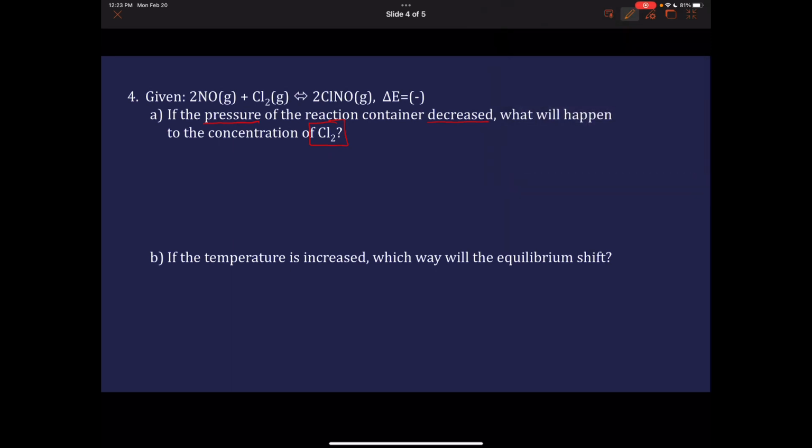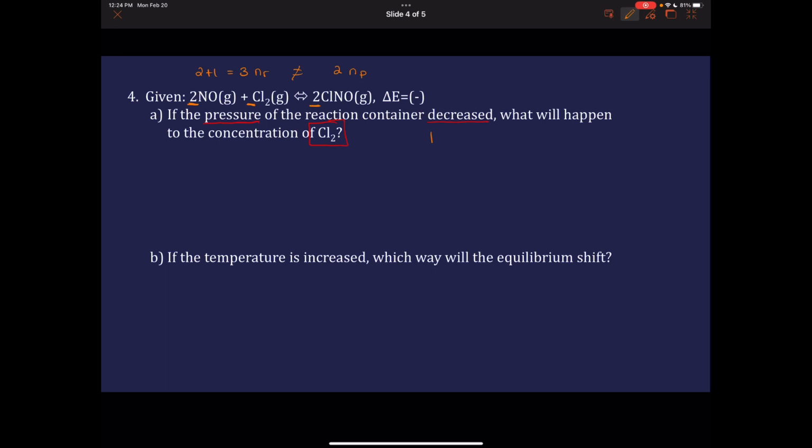So looking at my reactant side, I have 2NO plus 1Cl2. So that gives me 3 moles of reactants. On my product side, I have the ClNO. Its coefficient is 2, so I have 2 moles of products. The reactants and products are not equal. Since they are not equal, changing the pressure or volume will impact this equilibrium.